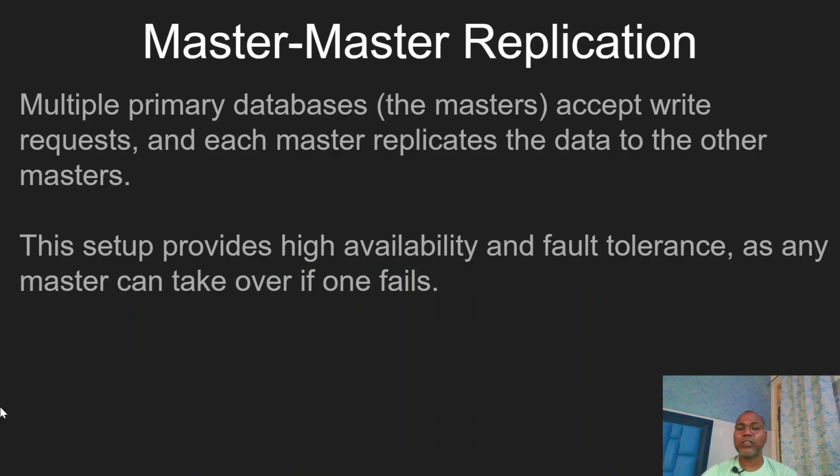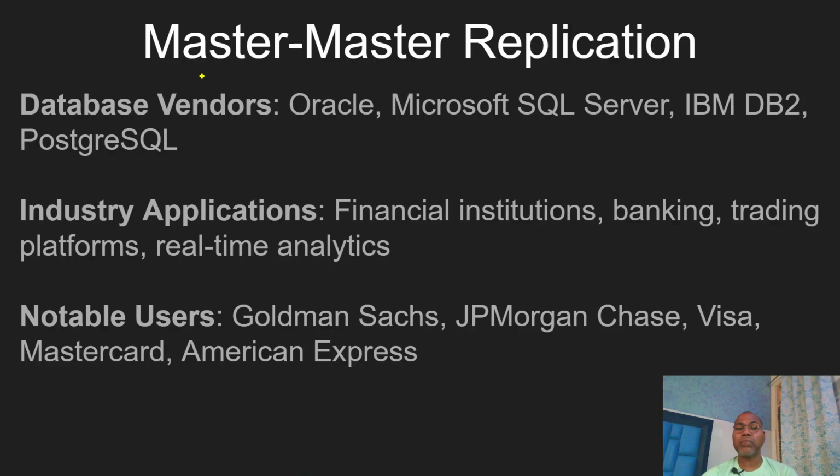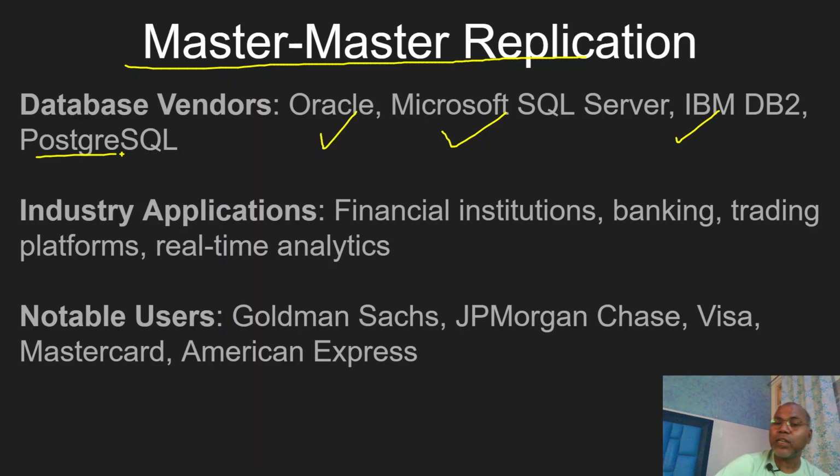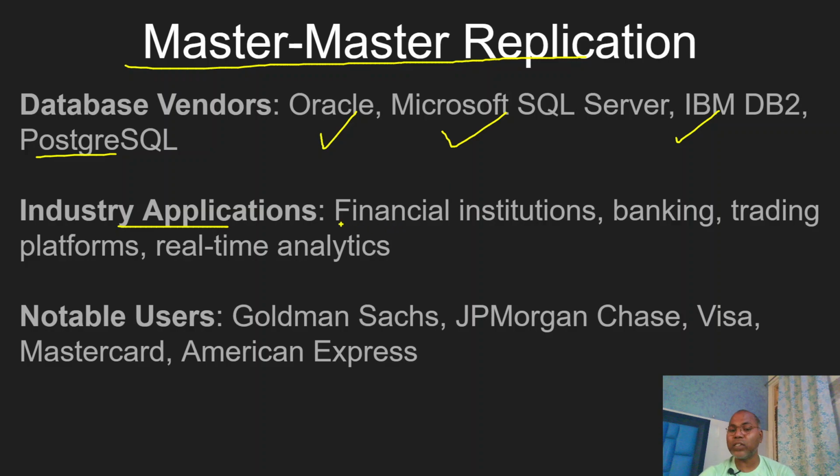Master-to-master replication is already supported by databases like Oracle, MySQL, SQL Server, IBM DB2, and Postgres. If you want the master replication strategy, you can use these databases and just configure it. The applications that generally use this master replication are financial institutions, banking, trading platforms, and real-time analytics, where your data is very sensitive and you don't want any kind of data loss or data consistency problem.